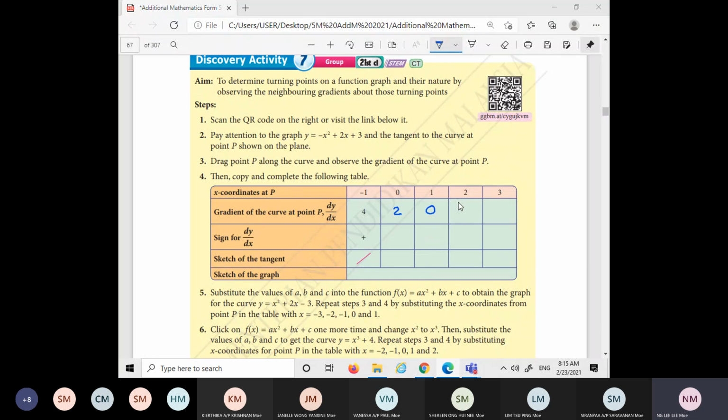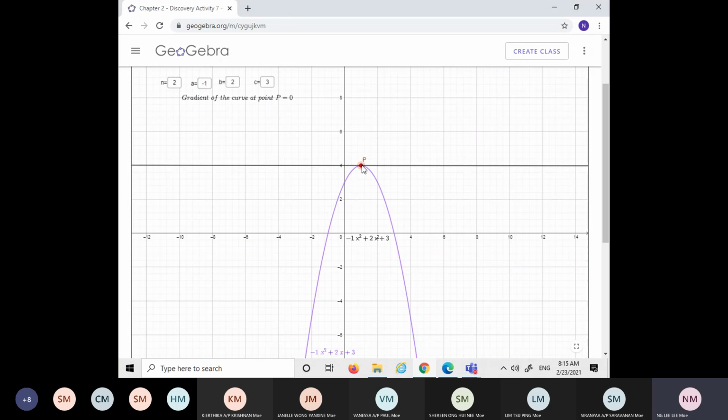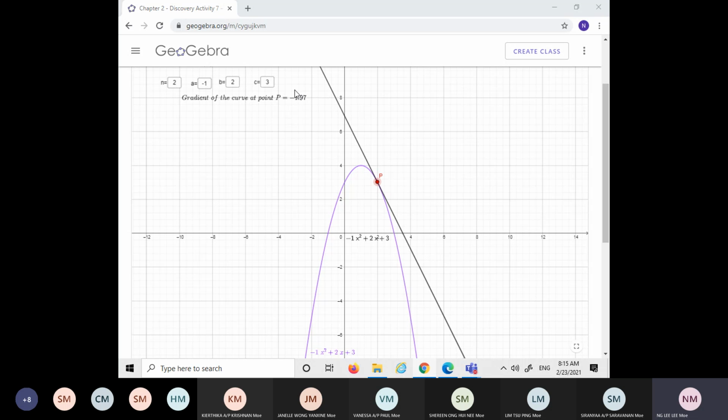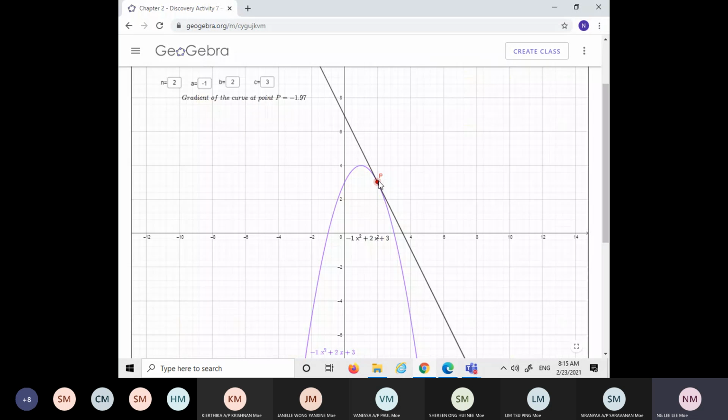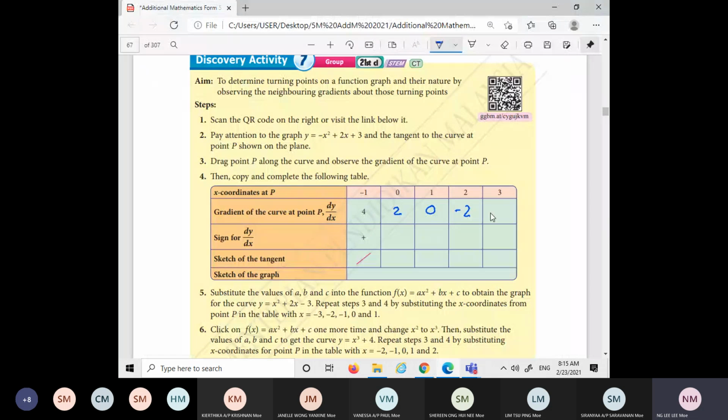How about x is 2? When x is 2, on this line, it is -2. Just now you see -2, now we run a bit, and it actually is -2. So this is -2. Last point: when x is 3, it is here. Just now you see -4, now run a bit, so the answer is -4. Now you fill out the rest.